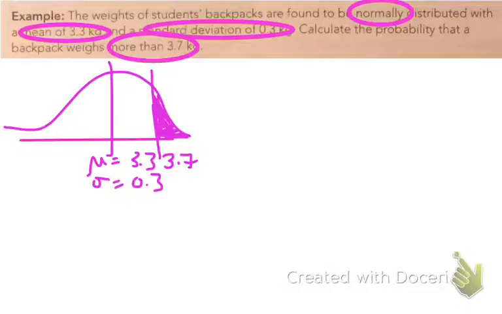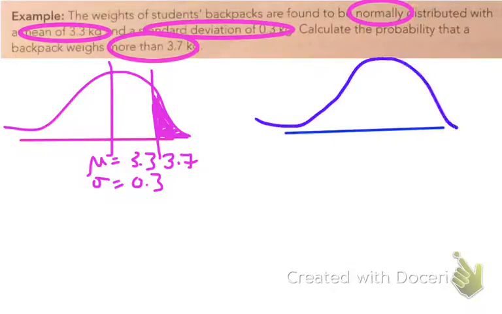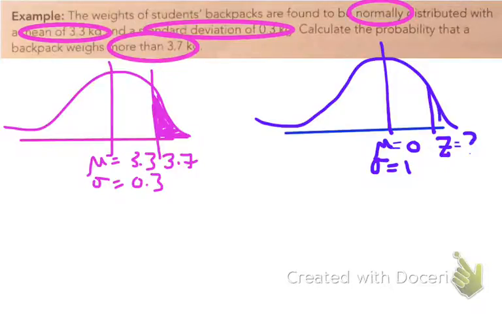So we need to convert this into a standard normal distribution. And let me draw the curve. And so this is going to have a mean of 0 and a standard deviation of 1. And we need to find what this z value here is, so that this area is the same as the area that we've shaded in of 3.7 above.